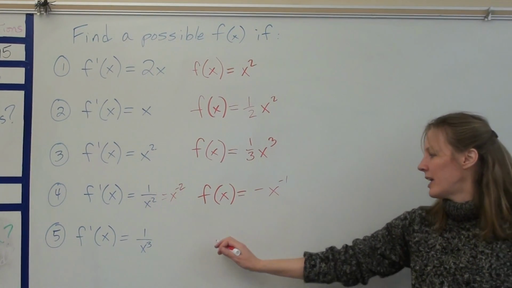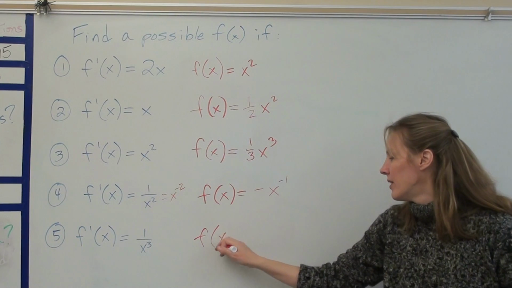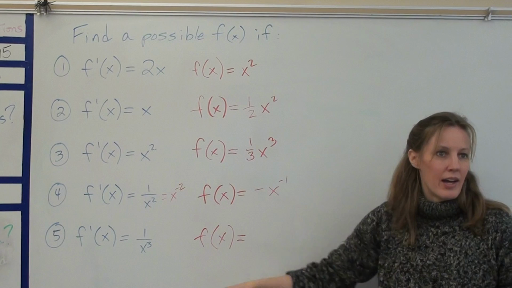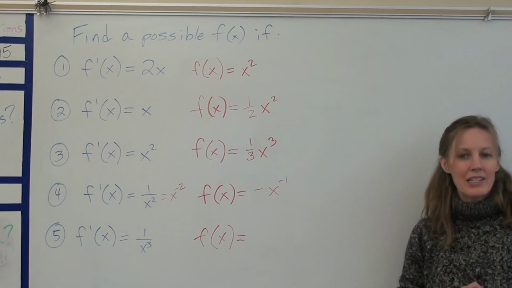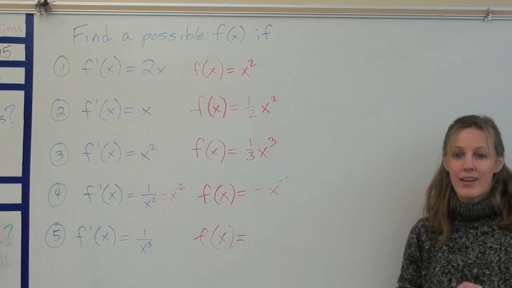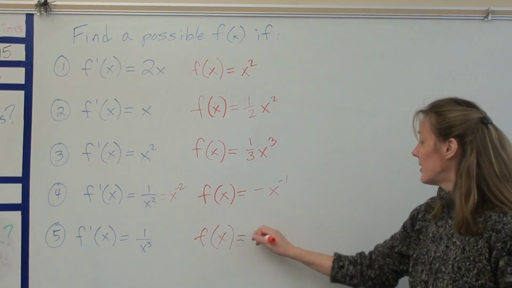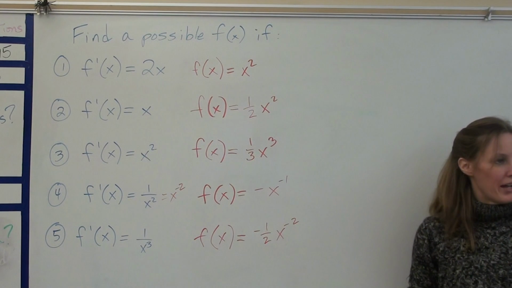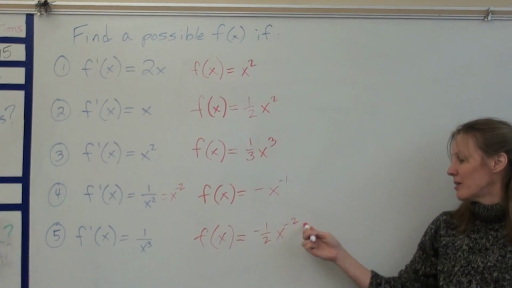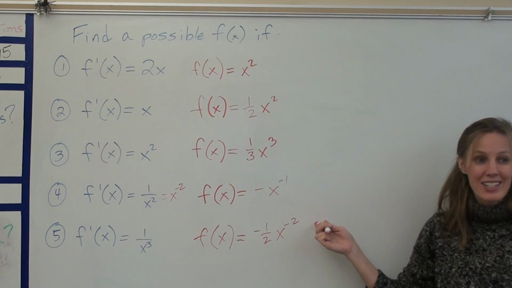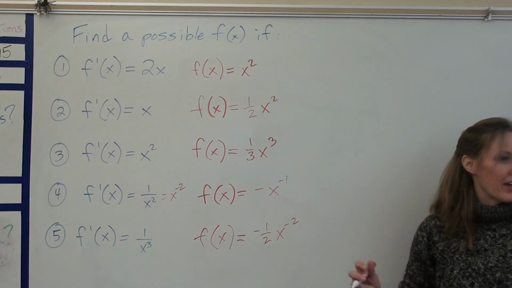All right, well done. Last one. This is x to the negative third. I need a function whose derivative is x to the negative third. Negative 1/2 x to the negative 2. If we multiply this out, negative 1/2 times negative 2 is 1, x to the negative third. She's right.